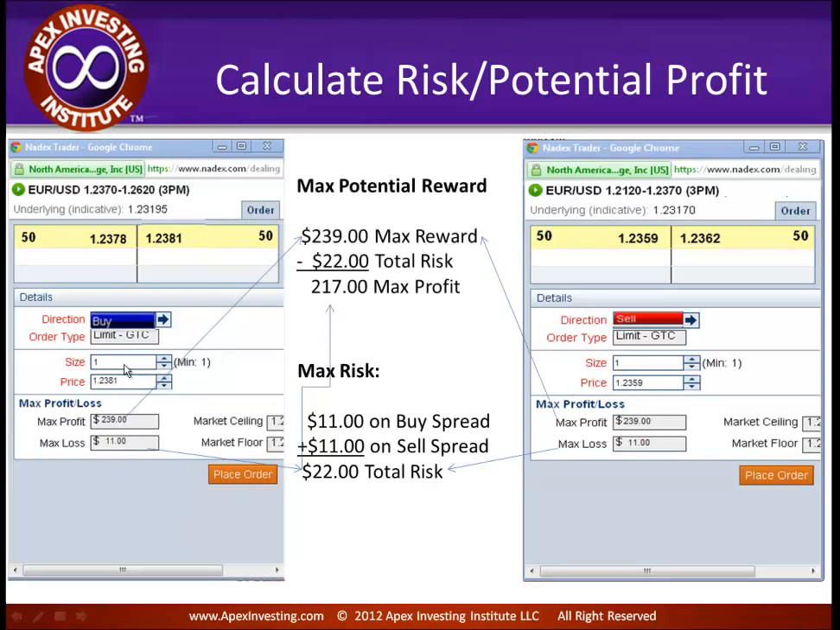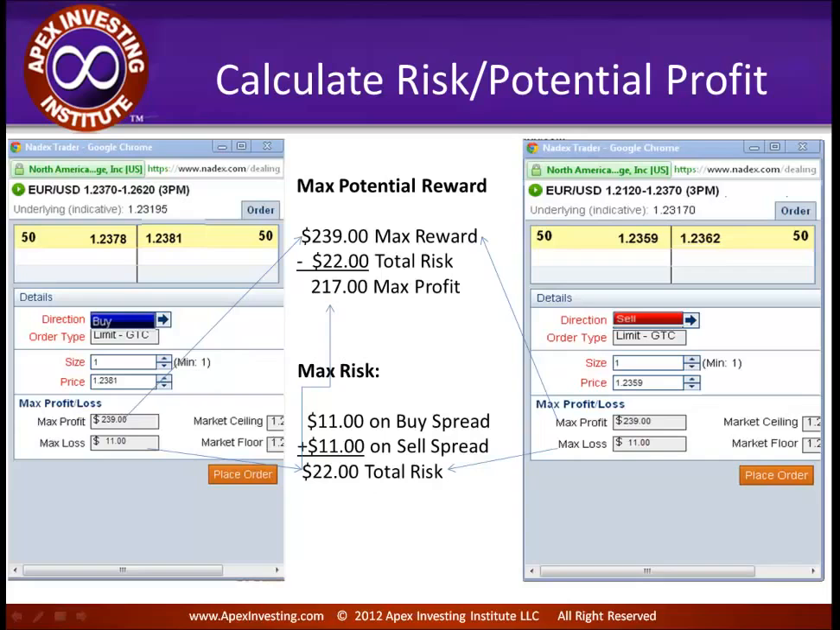And then now to calculate a reward, again, the tickets will do it automatically for you, or there's tools out there that will do it automatically for you. The maximum reward on either one of the spreads is $239. But remember, we're combining both of them together. So since the maximum reward is $239, because it's a $250 wide spread, and we could lose 11 bucks, so 250 minus 239 equals 11. Then $239 would be the maximum reward minus our total risk from both spreads, being $22.